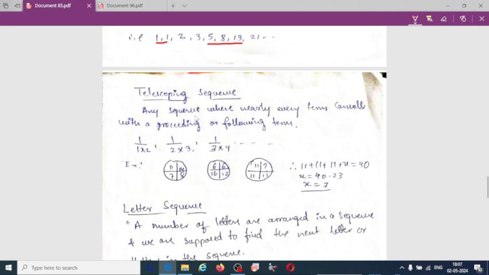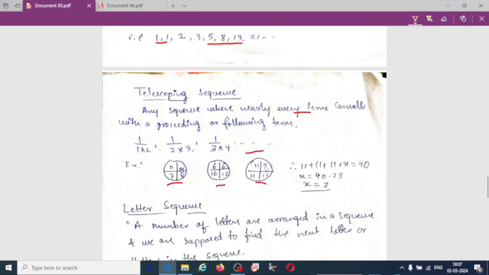Telescoping sequence. Any sequence where nearly every term cancels with a preceding or following term. Let us take an example: 1 divided by 1 into 2, comma, 1 divided by 2 into 3, comma, 1 divided by 3 into 4. This is the example for a telescoping sequence. You can also write it in the form of a figure. If you take the first circle and add all the 4 numbers, you will get 40. The second circle also, and the third circle also.